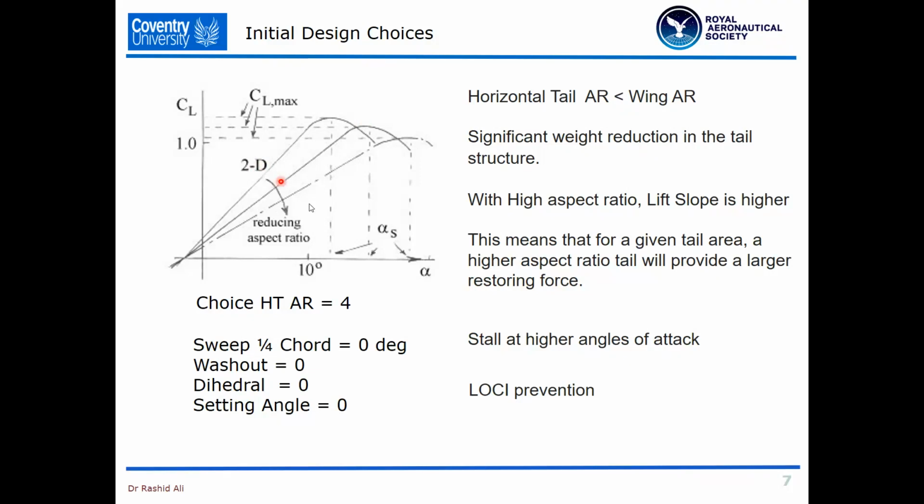what transpires is that reducing aspect ratio reduces the slope of the curve, which means that for large alpha, you produce small CL, which means lift. So increasing the aspect ratio of the tail of the empennage, the horizontal tail particularly, will mean that your control effectiveness is improved. However, there is a cost for that. High aspect ratio wings have structural implications.